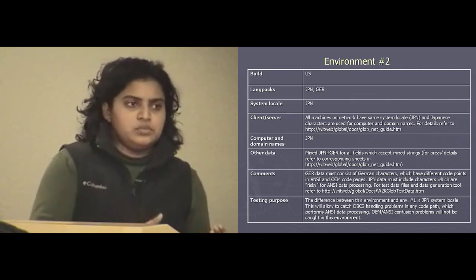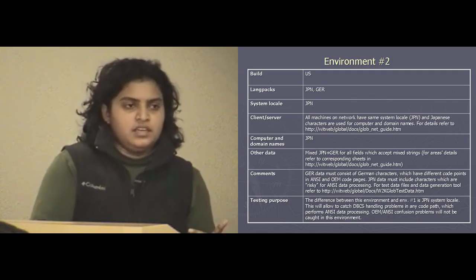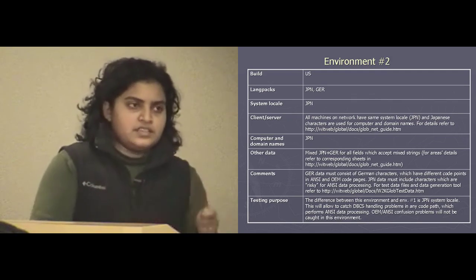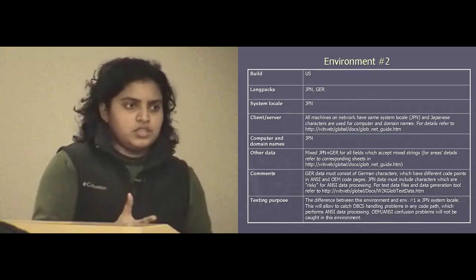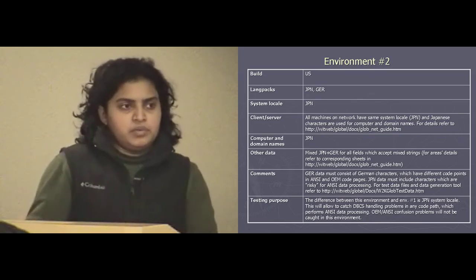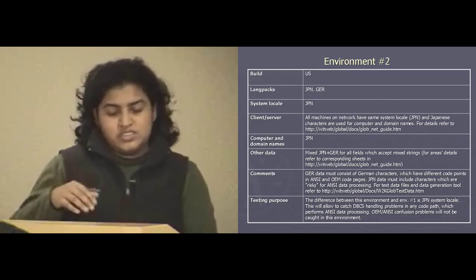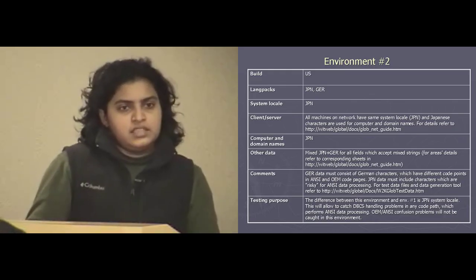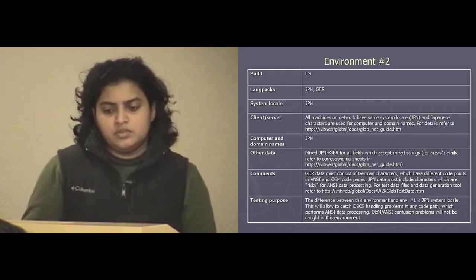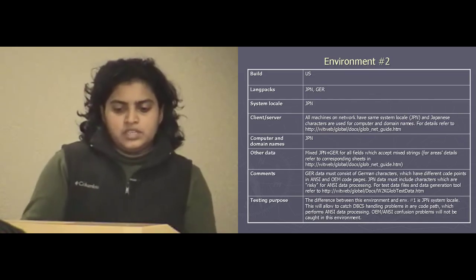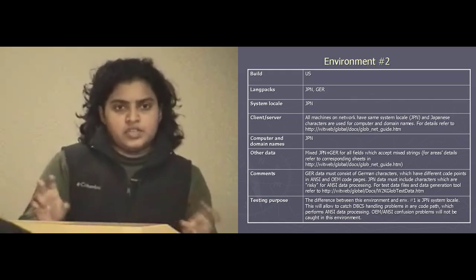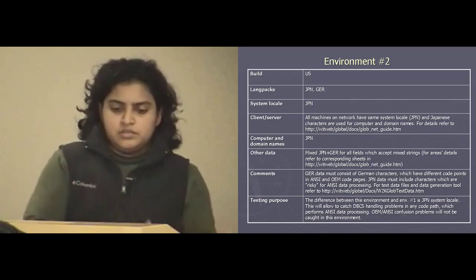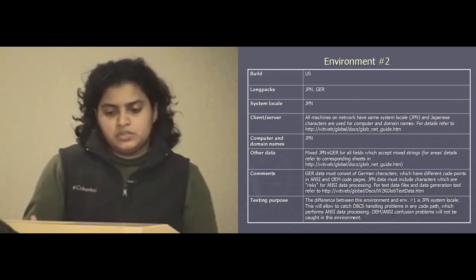So when you have the German system locale, what happens is that the German code page is what is used to do all the conversions. When you have the Japanese system locale, the Japanese code page is what is used to do all the conversions. Whatever input data comes in, it compares it to the code page that it has, and then it says, okay, this is the string that I got. So depending on the system locale that you have, the code page used is different.